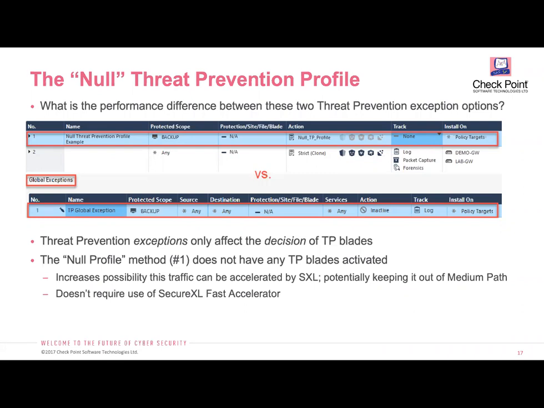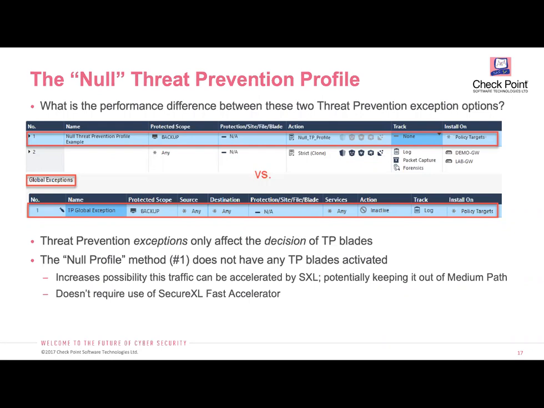So we can create this null profile, which is another threat prevention profile that just has literally all of the threat prevention blades unchecked. And when we put the rule in that way, when the traffic matches this profile, we're not inspecting it by any of the blades. So this can very much increase the possibility that this traffic would be eligible to be accelerated by SecureXL, potentially keeping it out of the medium path. And this method does not require use of the SecureXL fast accelerator.